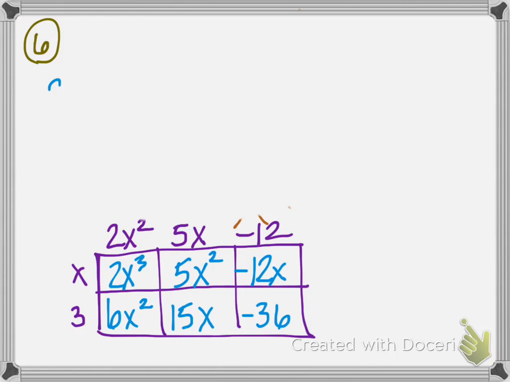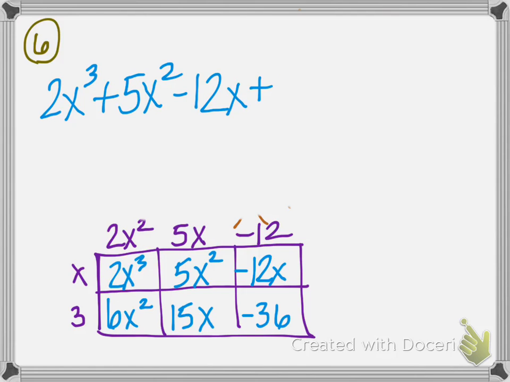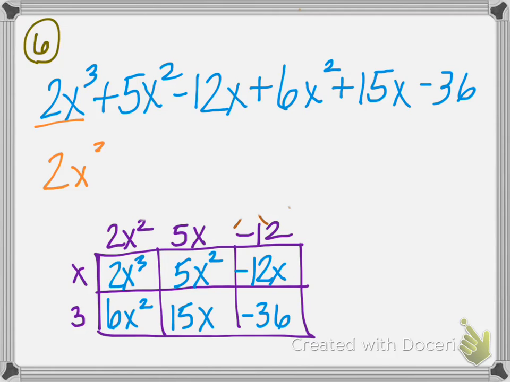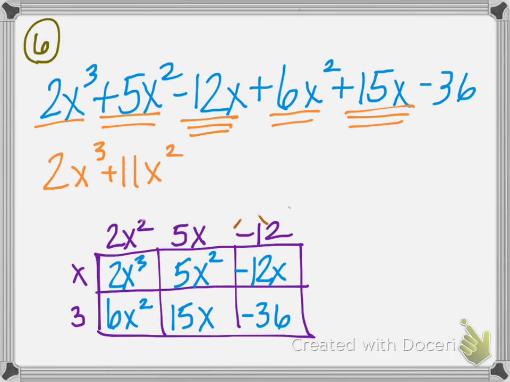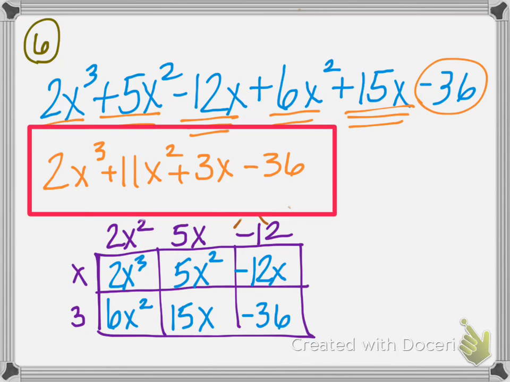So, okay, I have 2x to the third plus 5x squared minus 12x plus 6x squared plus 15x minus 36. Okay, so there's all the numbers from the area model, and I combine like terms. So here we go. 2x to the third, there's nothing, so 2x to the third stays. 5x squared and 6x squared make 11x squared, because they're both positive. Negative 12x and positive 15x make a positive 3x, one being positive, one being negative. And then this minus 36, nothing to go with that, so minus 36. So here's what the final solution looks like for number 6.